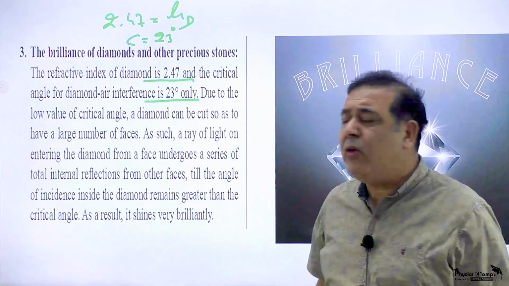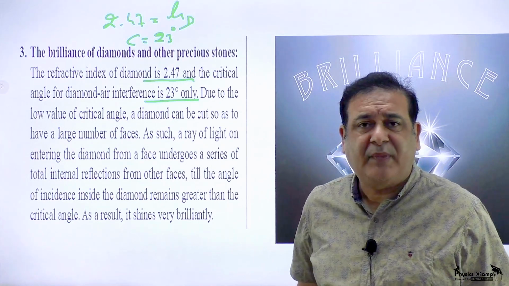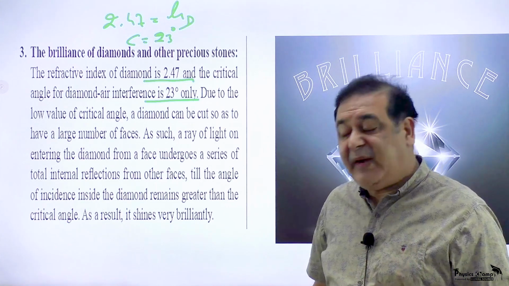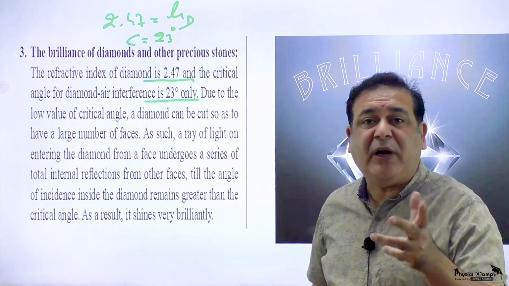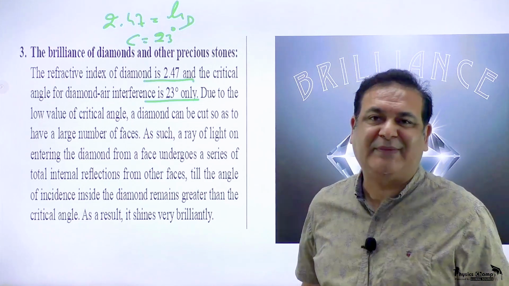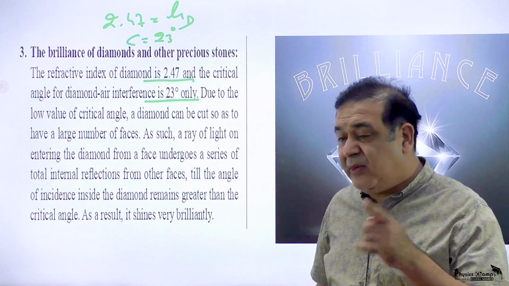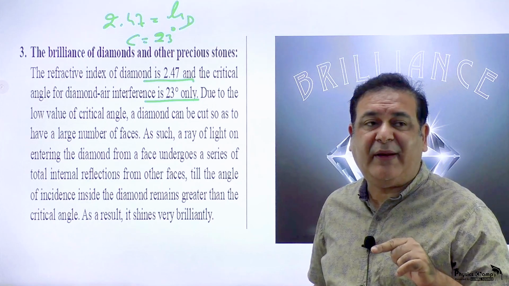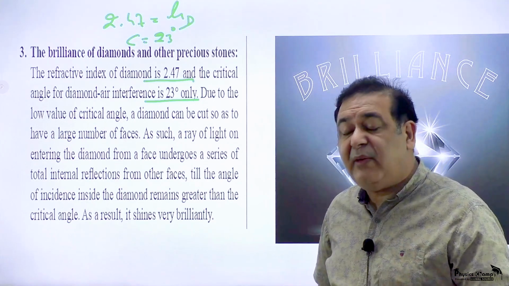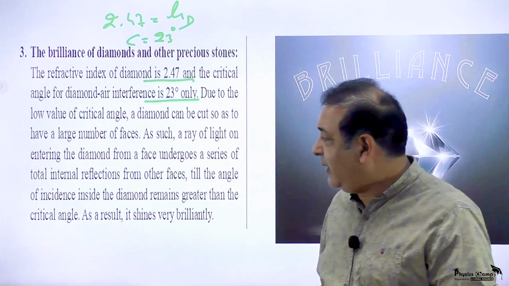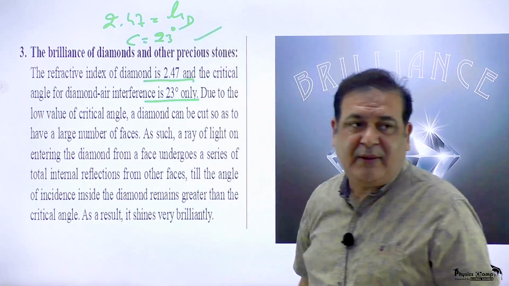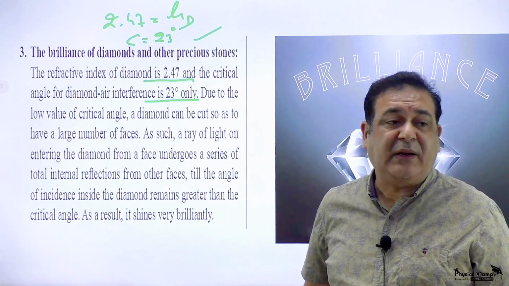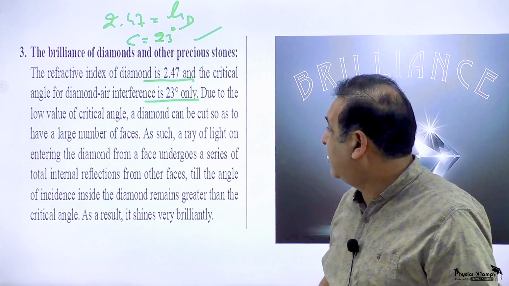So with this low value of critical angle, we can actually cut n number of faces in diamond. And even then, we can observe total internal reflection taking place in diamond. Like in a prism, we had to have that shape so that the angle of incidence should be 45 degrees, more than 42 degrees. Then only we will obtain total internal reflection. But here, you have much more liberty to cut as many faces as you require, because the critical angle is quite low. That is just 23 degrees.